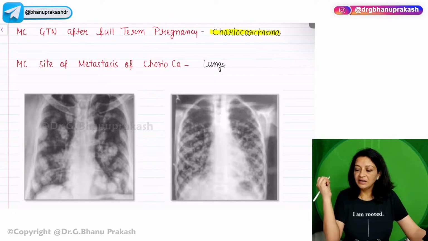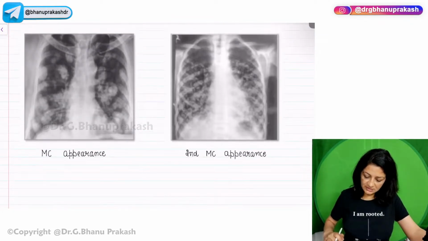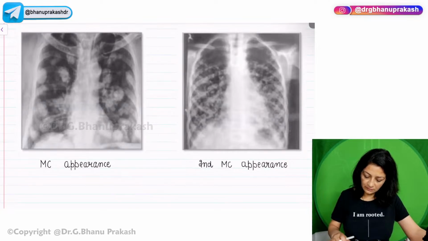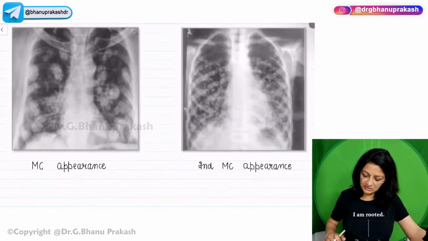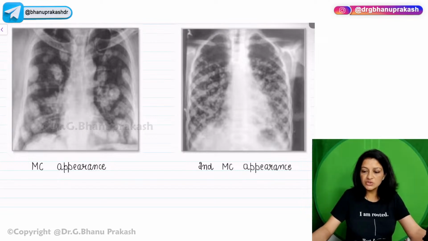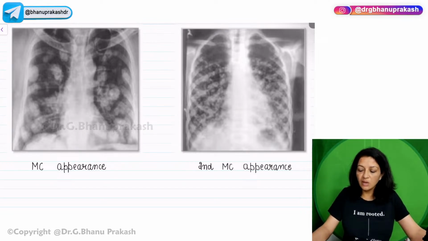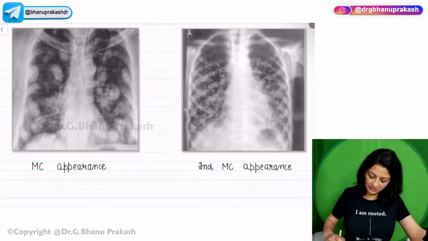So what are the findings? What is the most common appearance in clear pictures of the lungs in case of choriocarcinoma metastasis? Yes, Dr. Ayush, Dr. Vicky, the most common appearance is cannonball appearance.